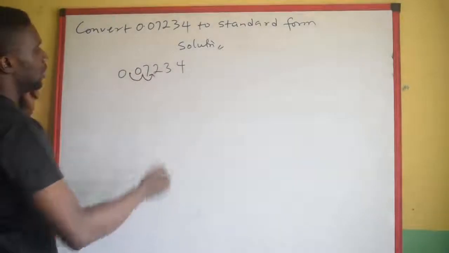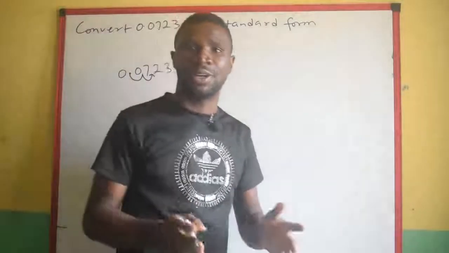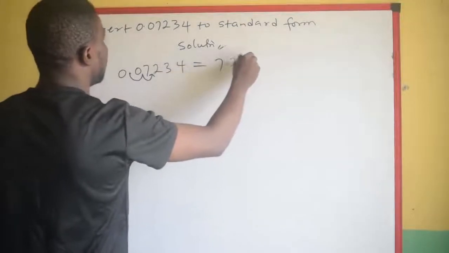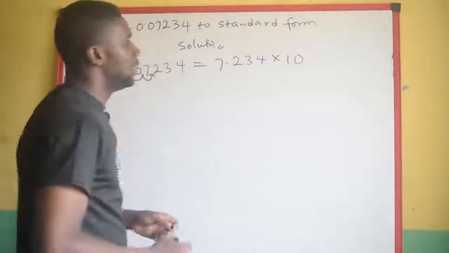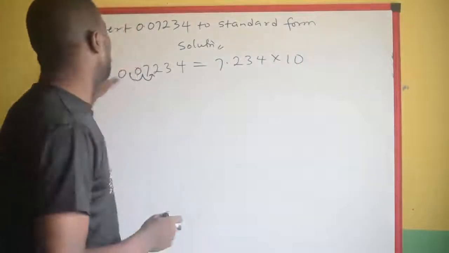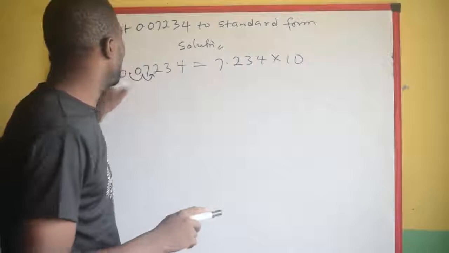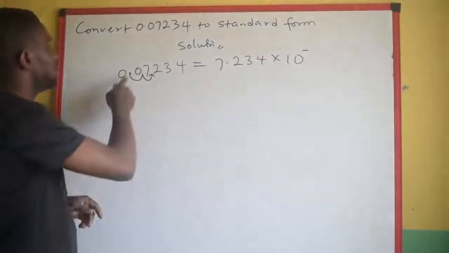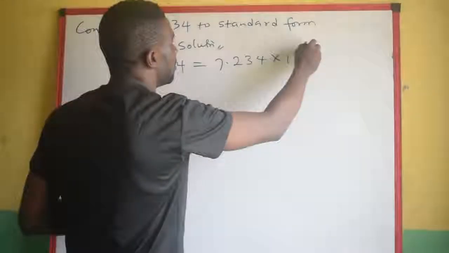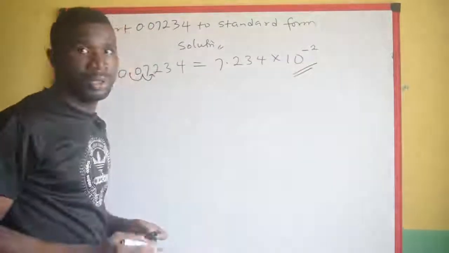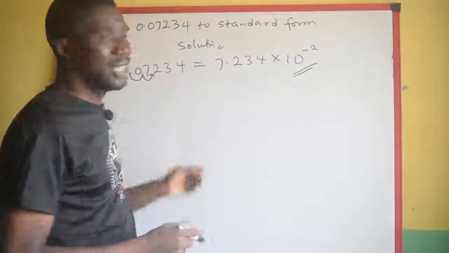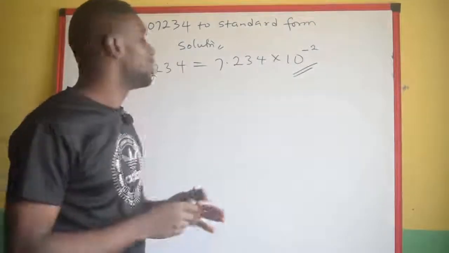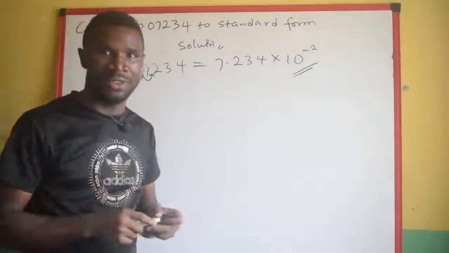1, 2. We move the decimal point to the back of the first digit that is greater than 0. Now after we must have done that, we write 7.234 times 10 raised to power. Now times 10 raised to power, since this starts with 0, we are going to write minus. Then we'll count the number of steps taken. 1, 2. So we took 2 steps to arrive here. We have minus 2. The minus there is because the number starts with 0. The number of steps taken shows that we took 2 steps while moving the decimal point to the back of the first digit that is greater than 0.